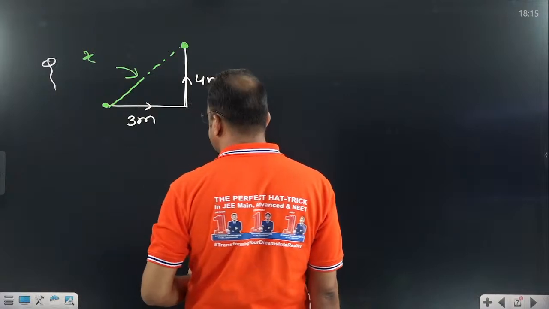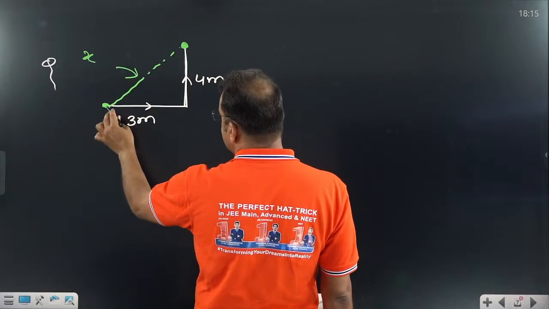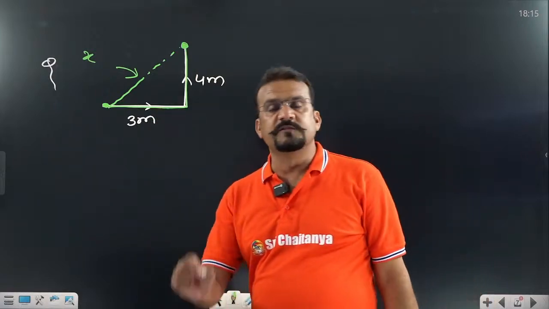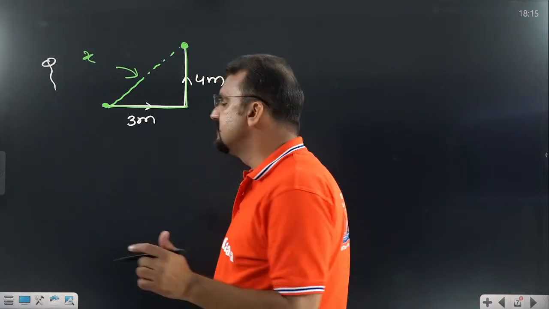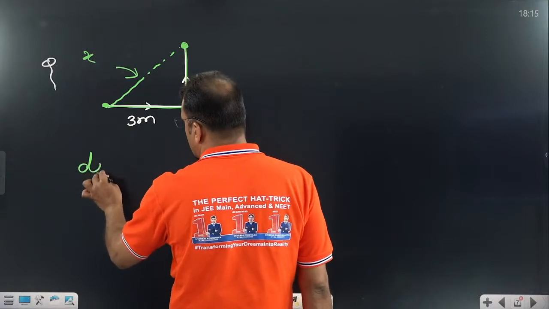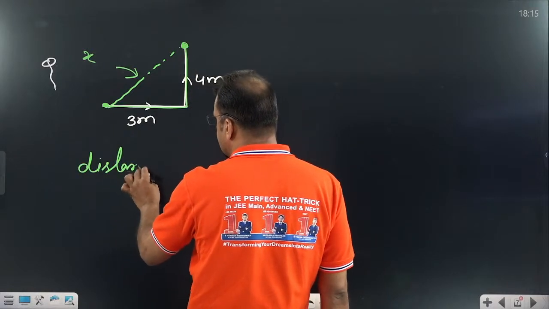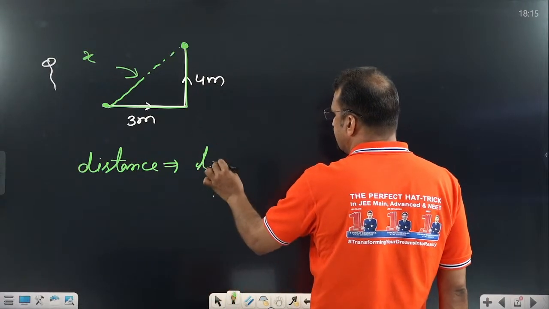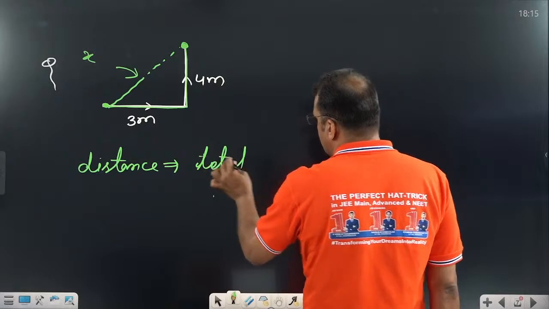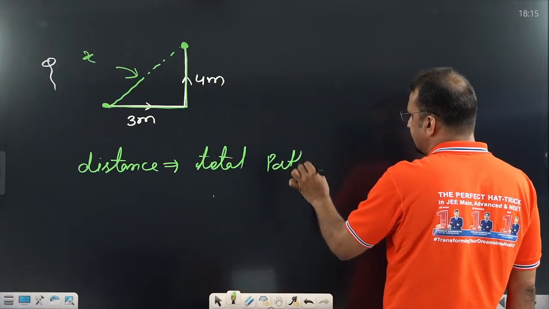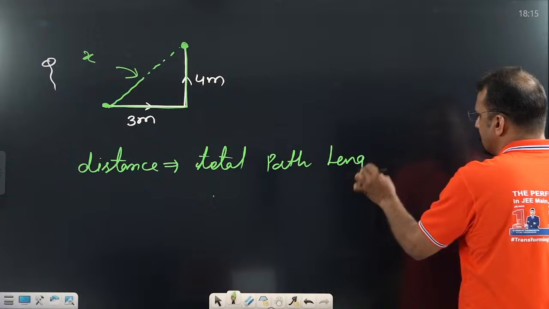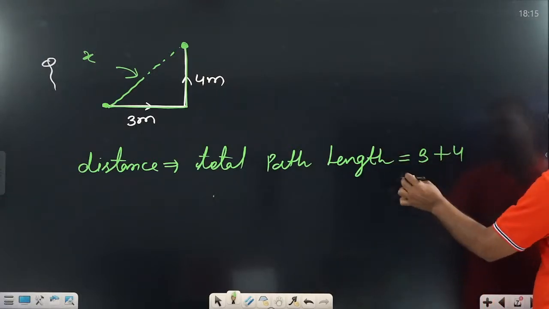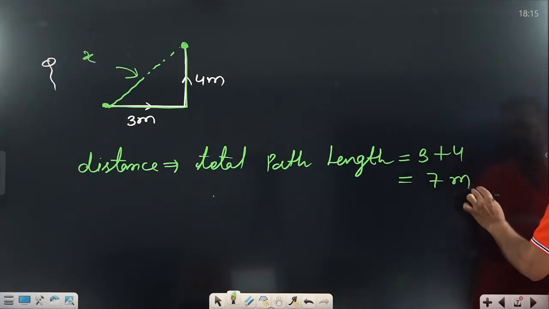This is called displacement, x. And what is distance? Distance is the total length of the path. Remember two statements. Total path length is called distance. Two terms are required. Now you tell me what is the distance. Distance means total path length. What is the total path length in this case? Sir, first the body covered 3 meter, then 4 meter. This total is going to be 7 meter.